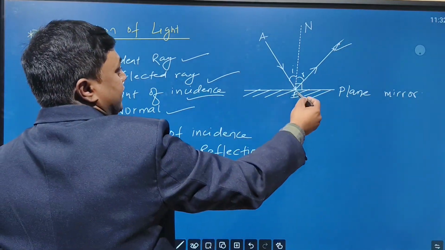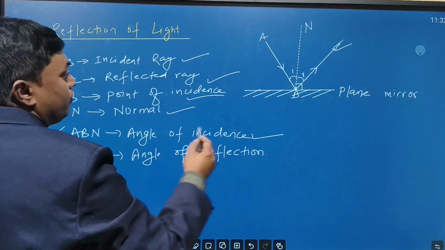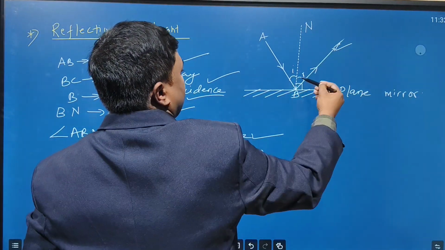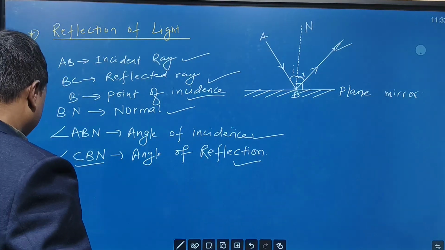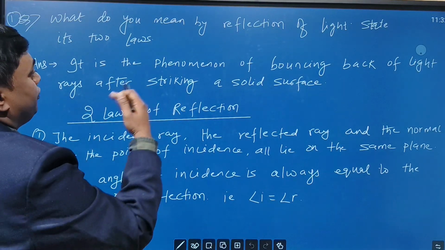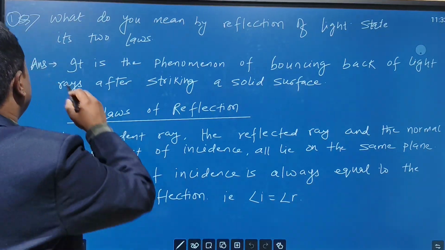Angle formed by the incident ray with the normal ABN is what? Angle of incidence. Angle formed by the reflected ray with this normal, this is called what? The angle of reflection. Okay? So what is the reflection of light? The phenomenon of bouncing back of light rays after striking a solid surface.